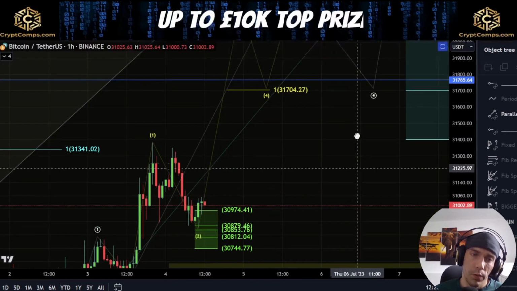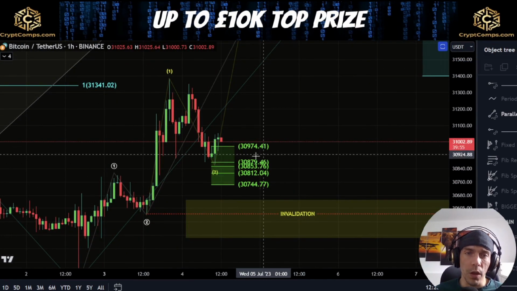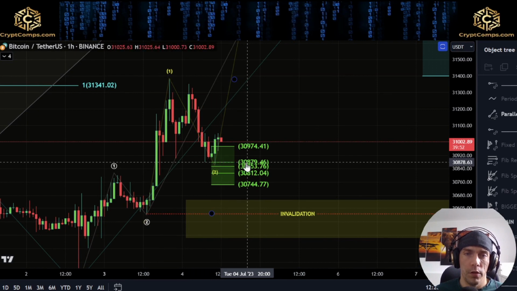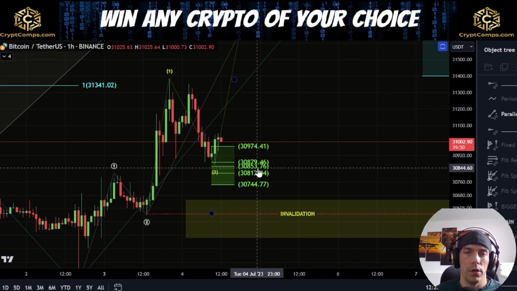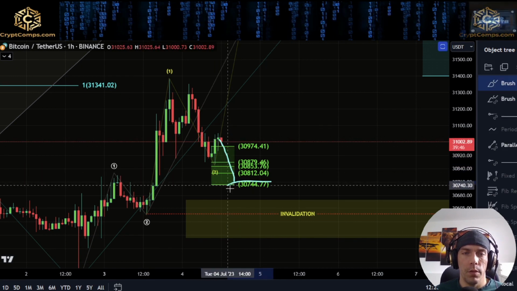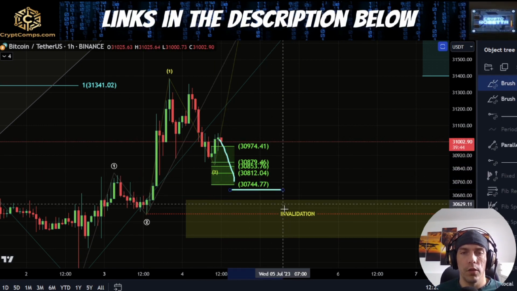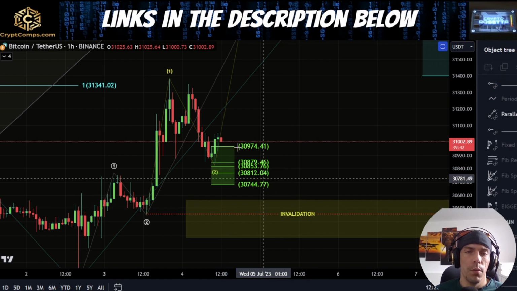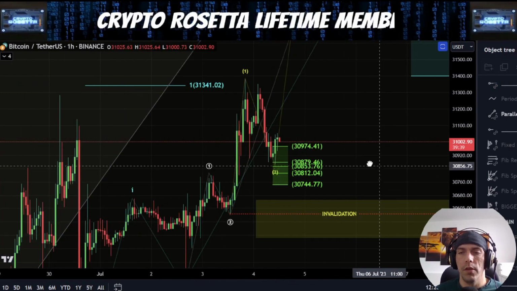Now, some target areas for this as a potential wave 2. We've already come down into the golden pocket here, this 30,879 to this 30,853. If we do see price actually fall back down here, I would be keeping an eye on the 786, which is sitting here at this 30,744, because I wouldn't really want to come too much deeper than that.